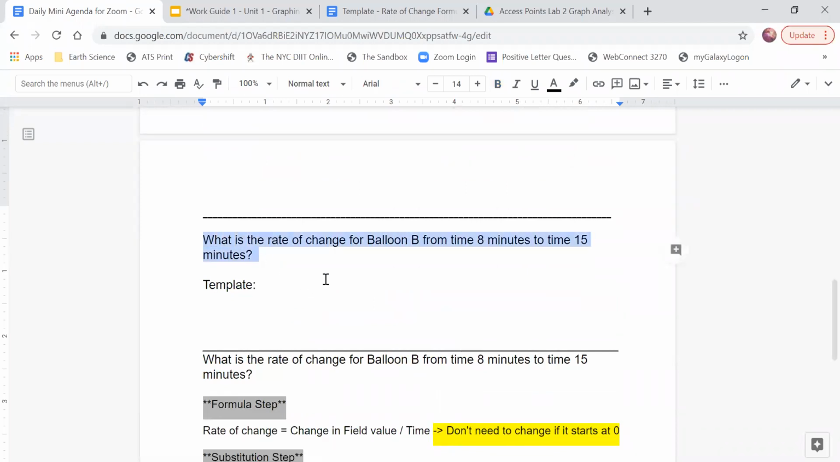Okay, so in my example, we are going to talk about what is the rate of change for balloon B from time 8 to time 15 minutes. And in this case, there are 2 times.